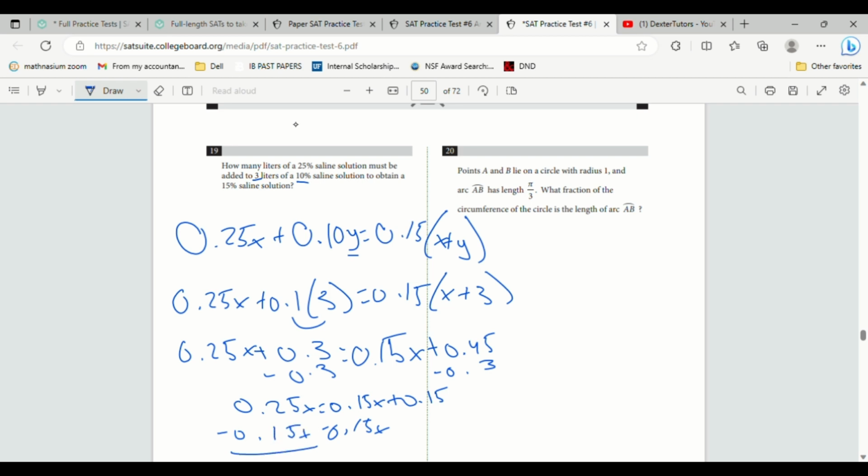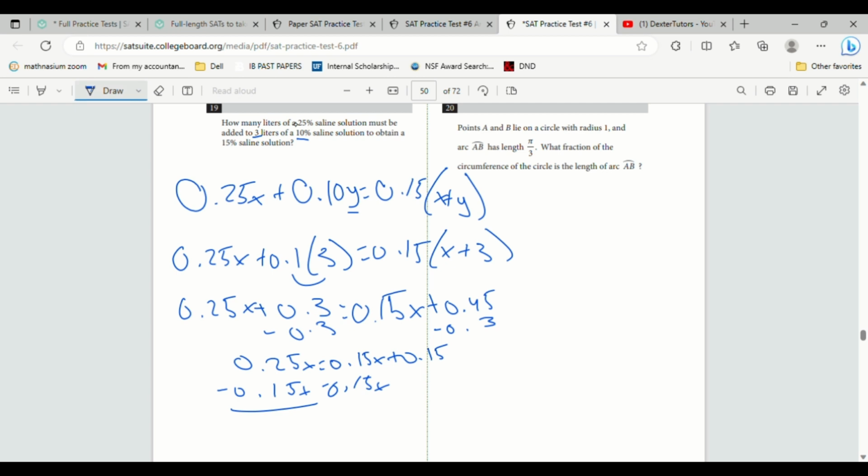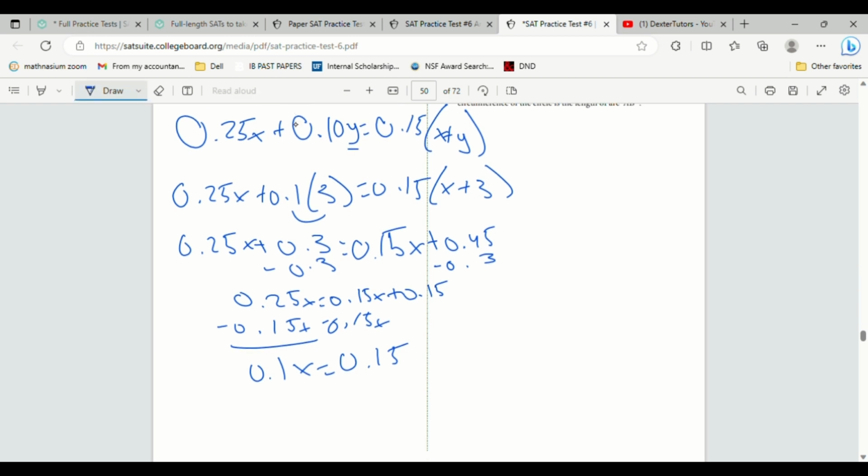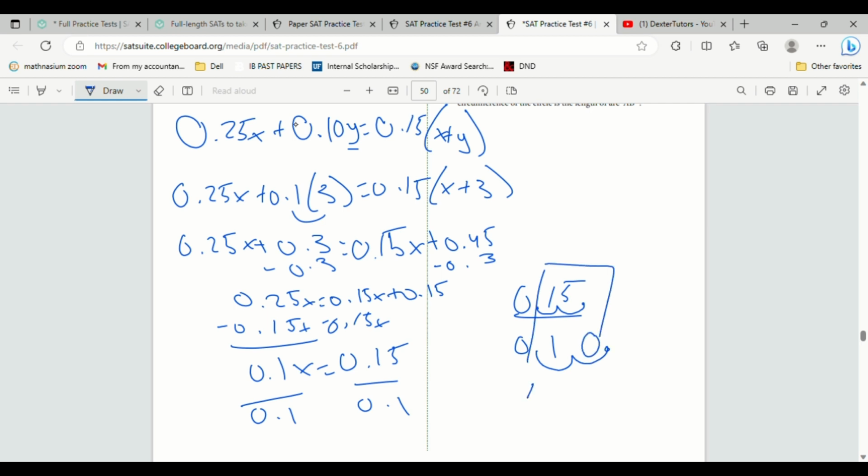This equals 0.1x equals 0.15. Divide both sides by 0.1. And now 0.15 divided by 0.1, we can move the decimal places over an equal distance on top and bottom. So move it over twice on the top, which means twice on the bottom, giving us 15 over 10, or 1.5.